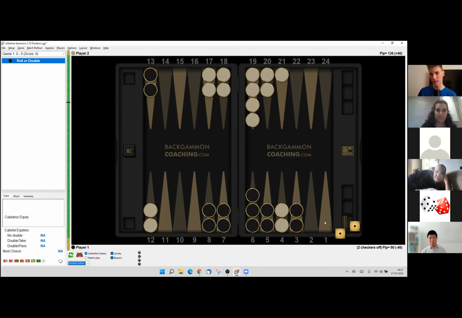And this is a great point: when you've got no spare checkers, not a common position, but of course it can happen, then you will take for the reasons mentioned. Of course it also depends, but yeah.